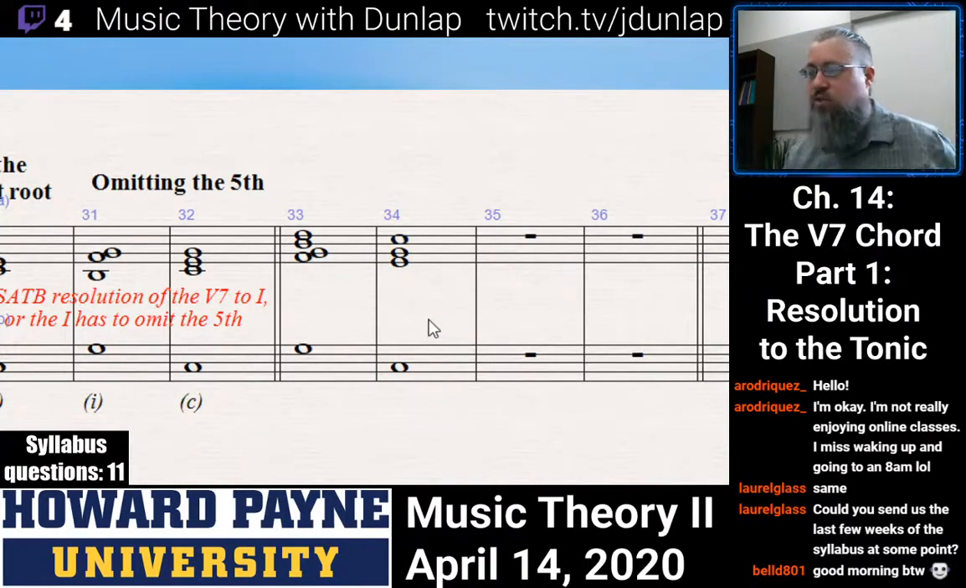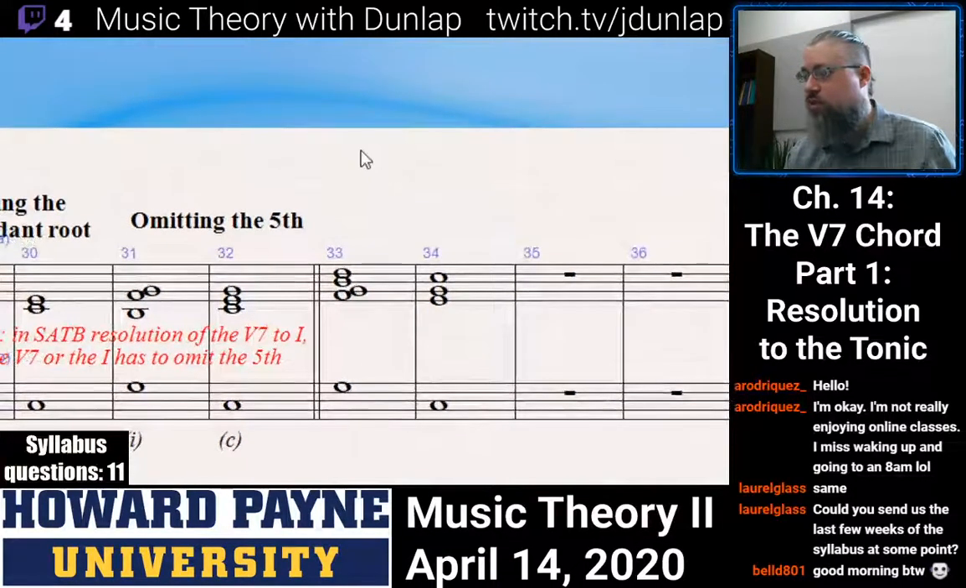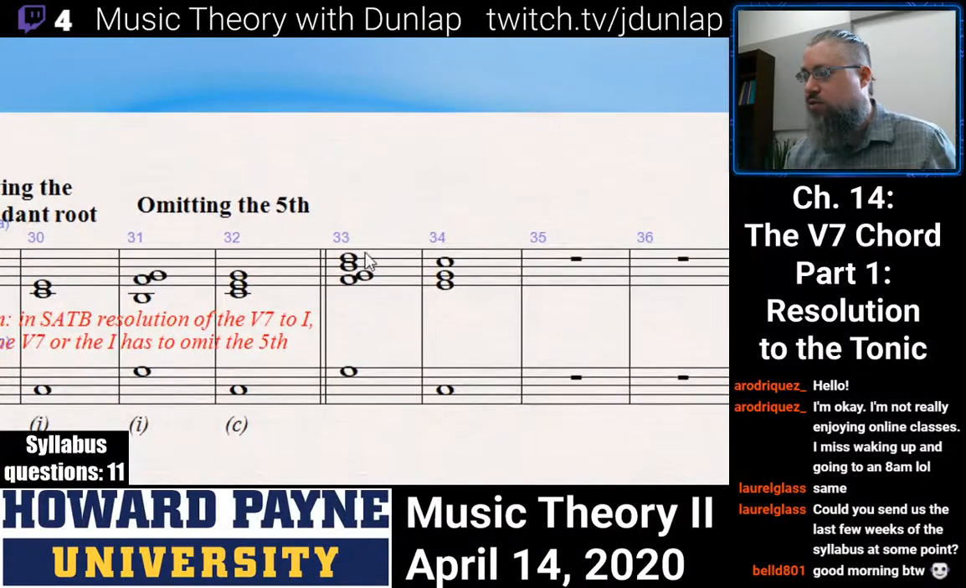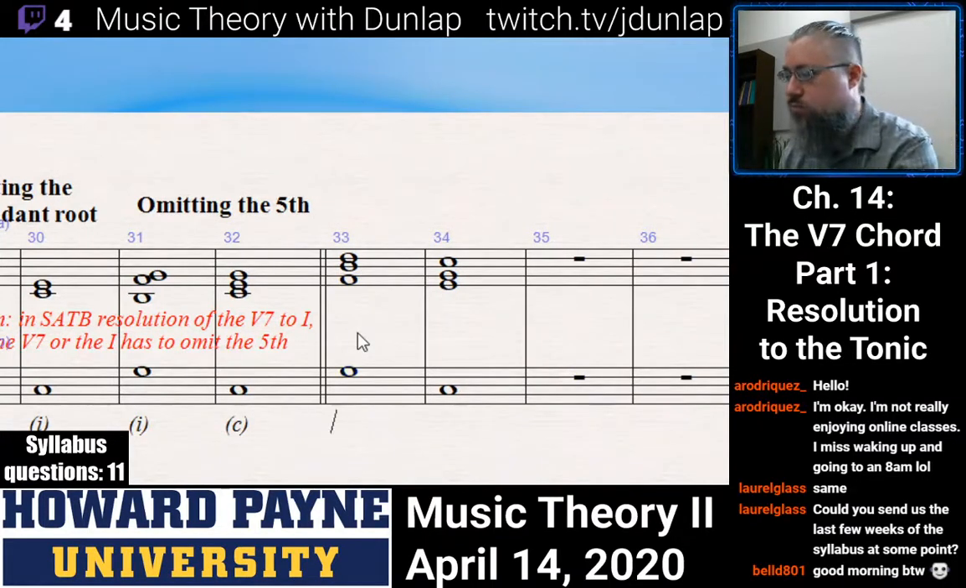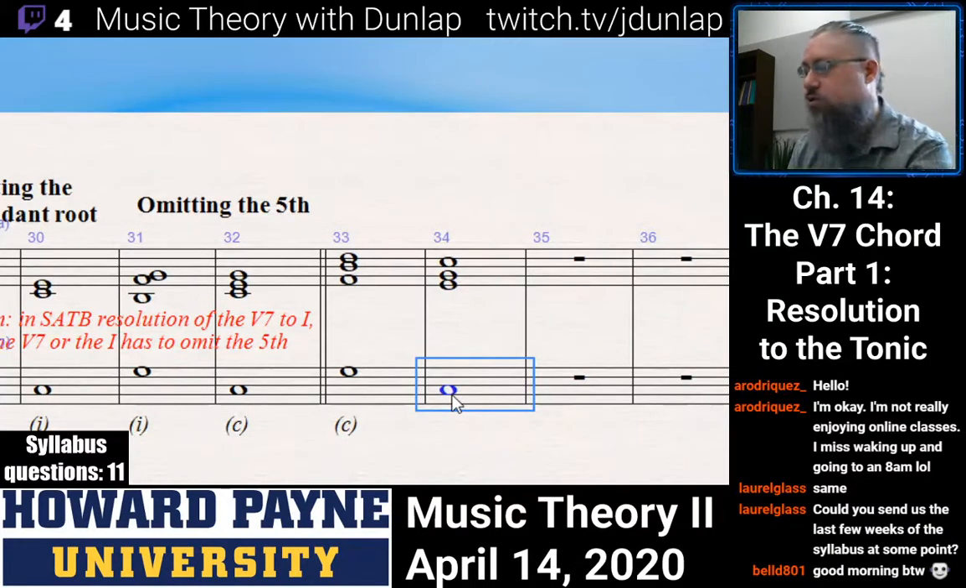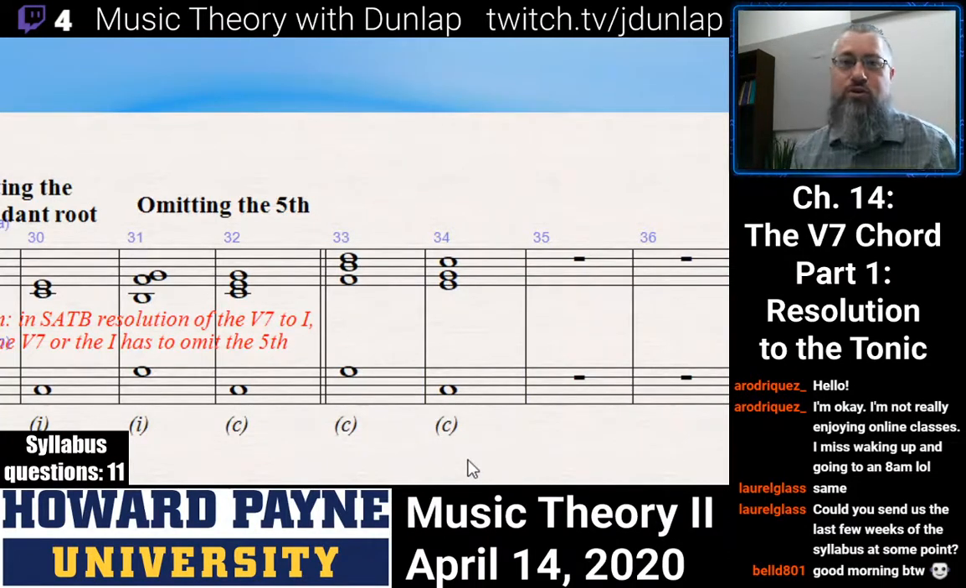This might help you if I move some stuff around. So what happens? How do I have a complete voicing of the 5/7 chord that resolves to a complete voicing of the tonic triad? I just showed you.